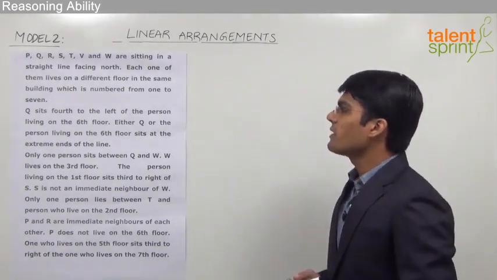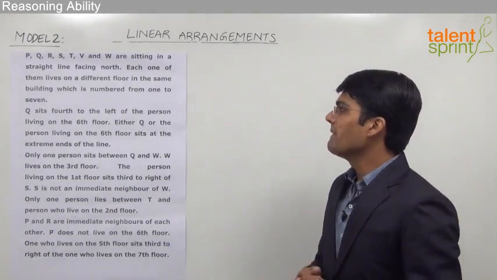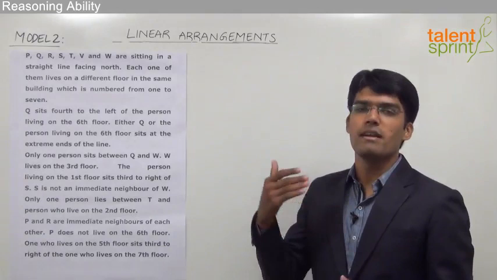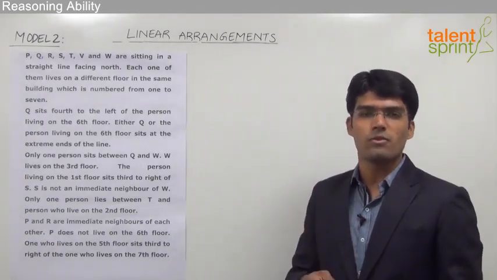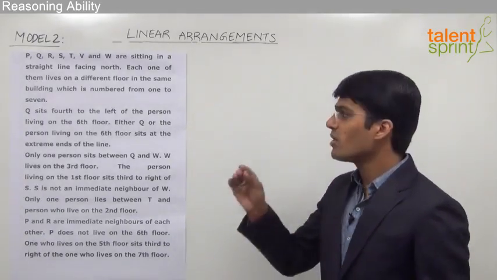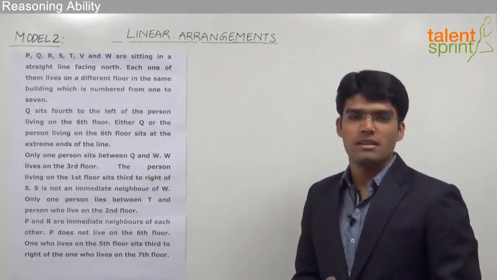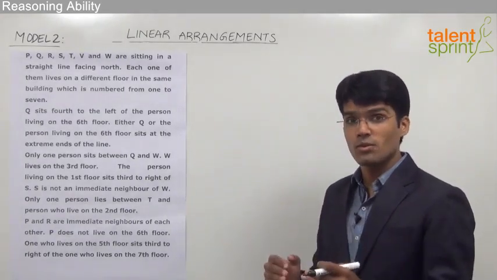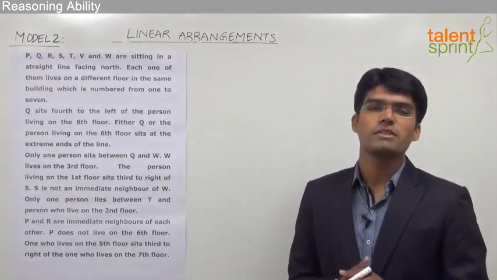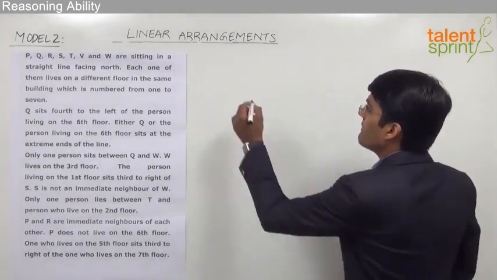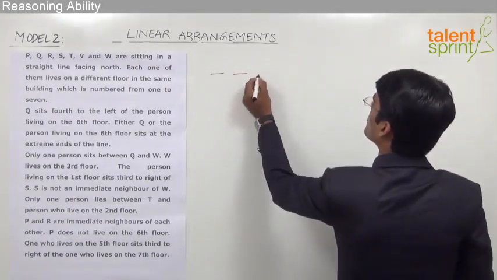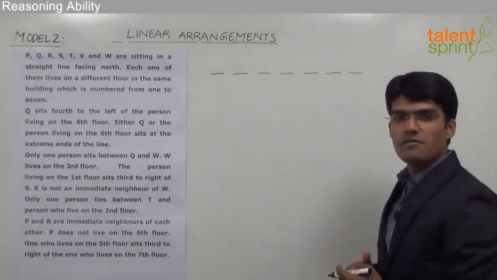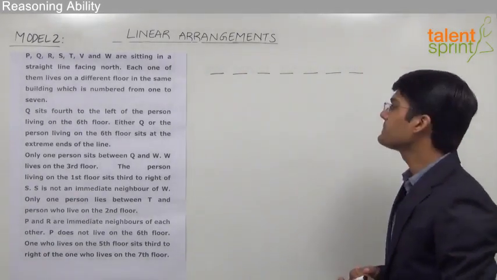Each one of them lives on a different floor in the same building, which is numbered from 1 to 7. So each of these persons stays in the same building but on a different floor, from floor number 1 to floor number 7. So we need to arrange these 7 persons in the row and also assign the correct floor to each of them. We have 7 positions, 1, 2, 3, 4, 5, 6 and 7.